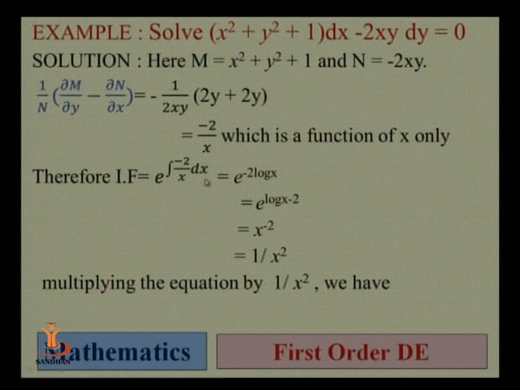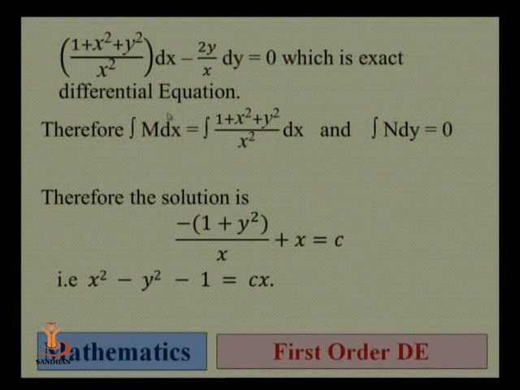So the integrating factor is e raised to only the function of x. So here we have e raised to minus 2 by x dx. So it is e raised to minus 2 log x, so log x raised to minus 2, so it's x to the power minus 2, that is 1 by x square. Multiplying both sides with this, we get this equation. So the differential equation is exact.